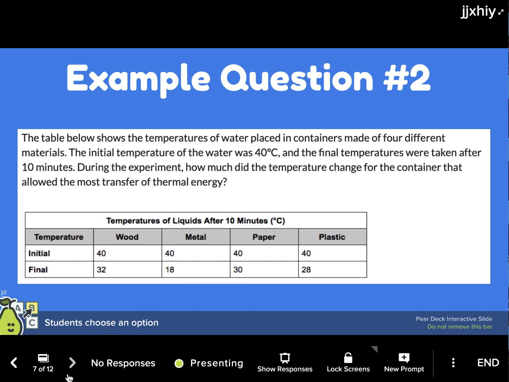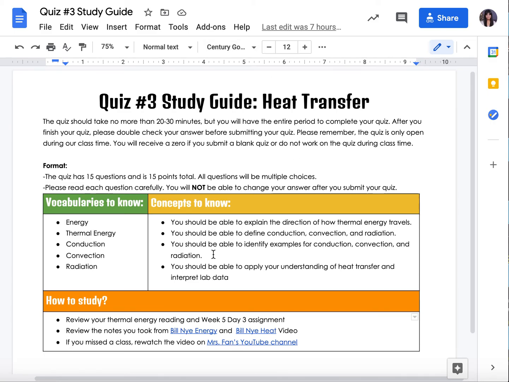So with that, again, there are a few types of questions that you see. The majority of the questions are based on examples of conduction, convection, and radiation. You might see 2 to 3 questions that are like example 2, where it is asking you to apply your understanding of heat transfer to interpret lab data.